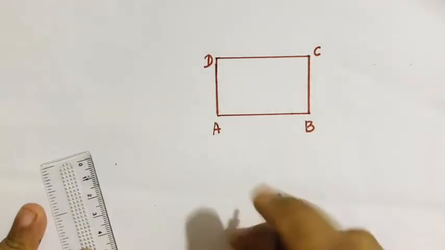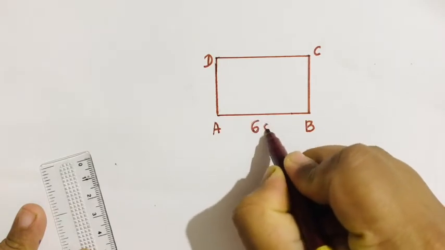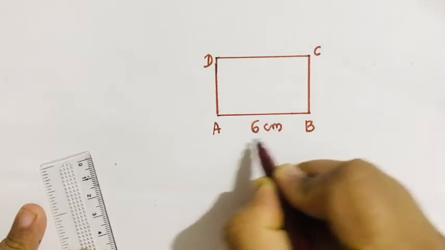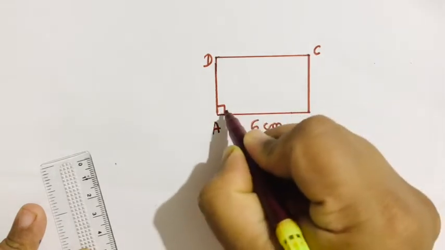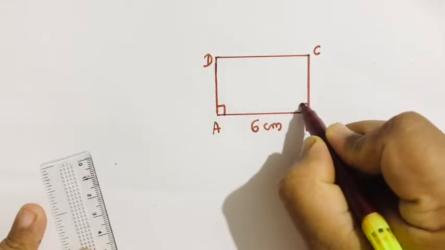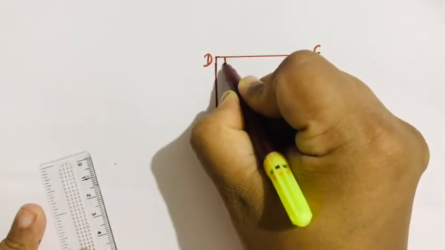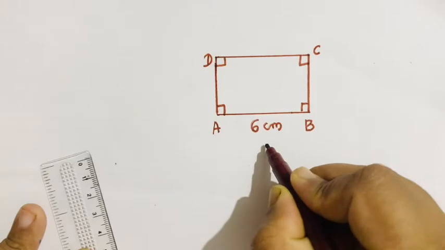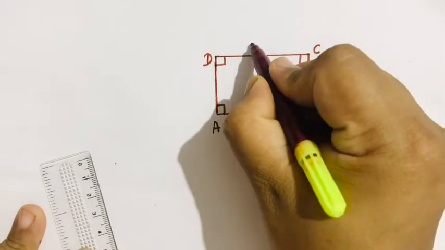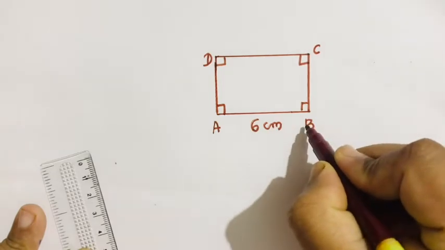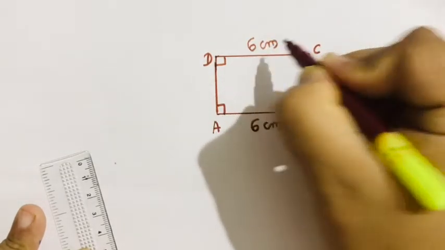According to the given question, length of AB is 6 cm. And you know the property of a rectangle, each angle is of 90 degrees. So here you will get 90 degree angle. This is also 90, angle C is 90 and angle D is also 90. And opposite sides of a rectangle are congruent. So if AB is 6 cm, DC is also 6 cm.